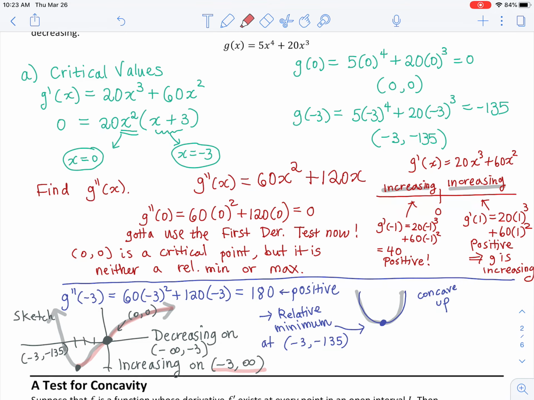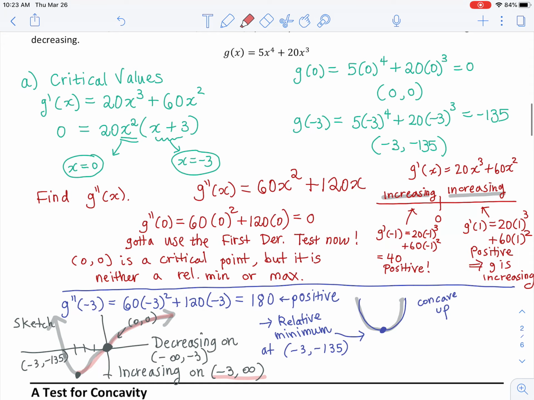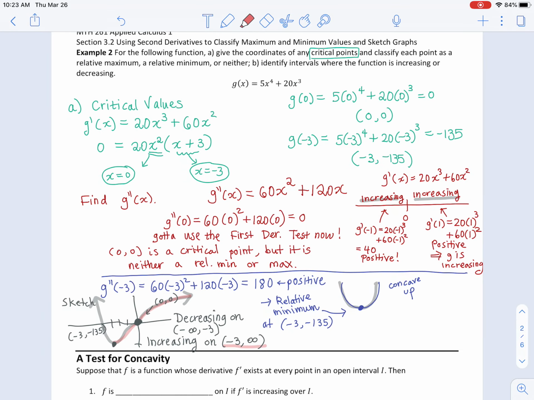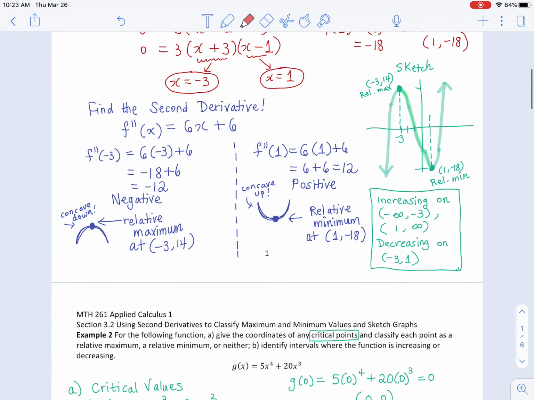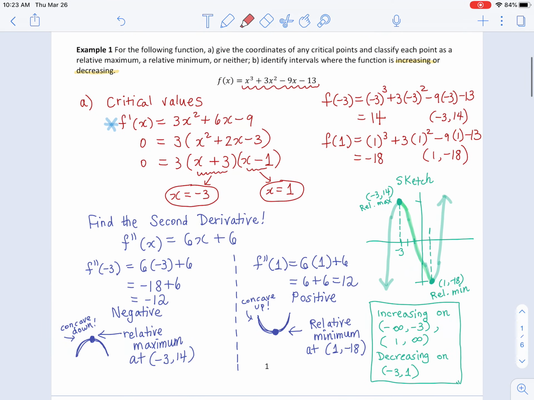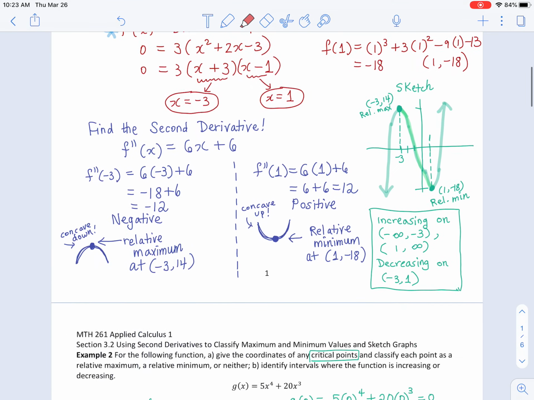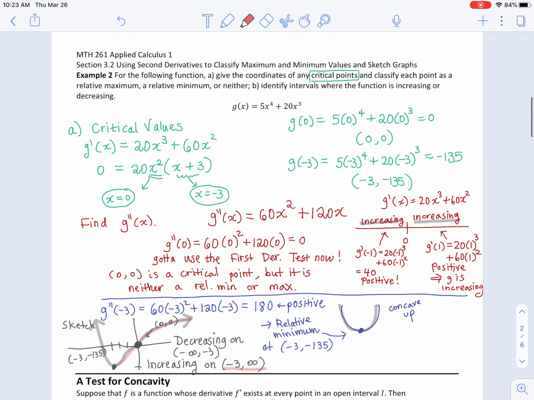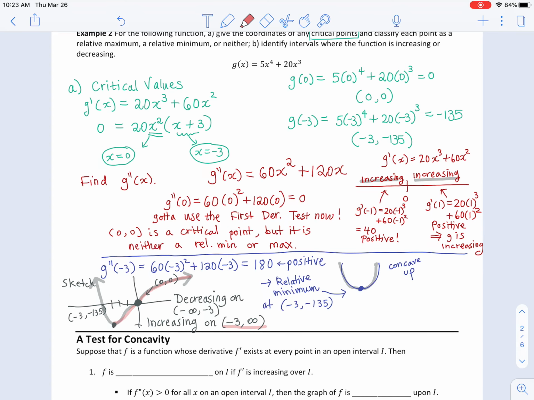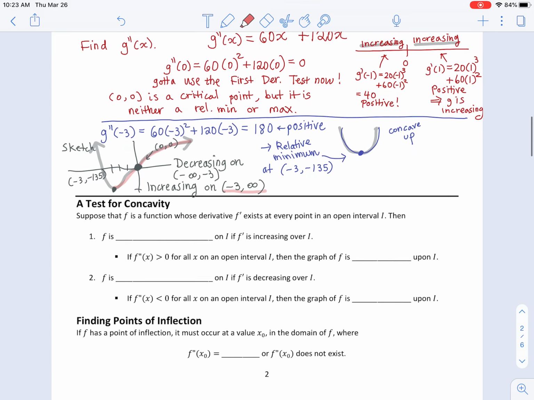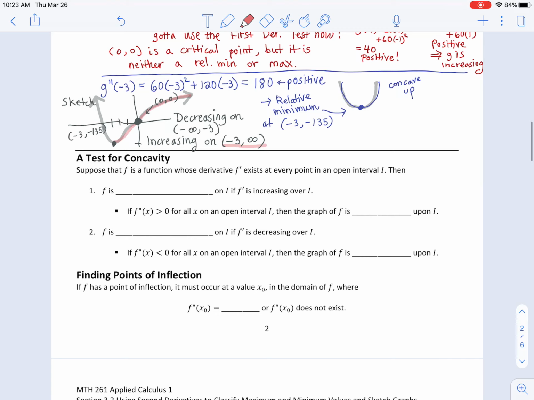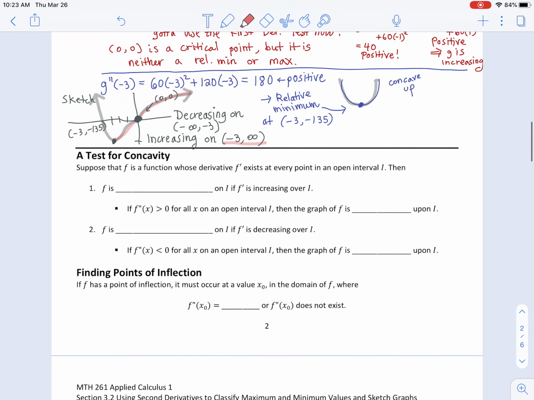So that's probably a good stopping point for the first video. We talked about using the second derivative test to find whether it's a relative minimum or maximum. But if that second derivative fails on us, then you have to go back and try what you learned in 3.1, the first derivative test. So that's example 1 and 2. But this is taking a little bit longer, so we're going to come back and talk about a test for concavity and how to find points of inflection in our second video, okay?